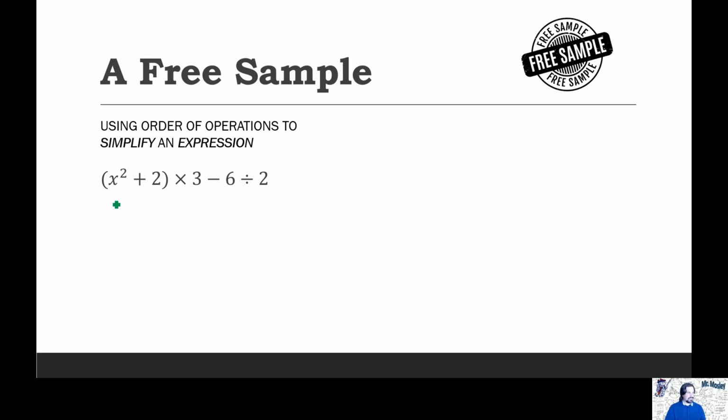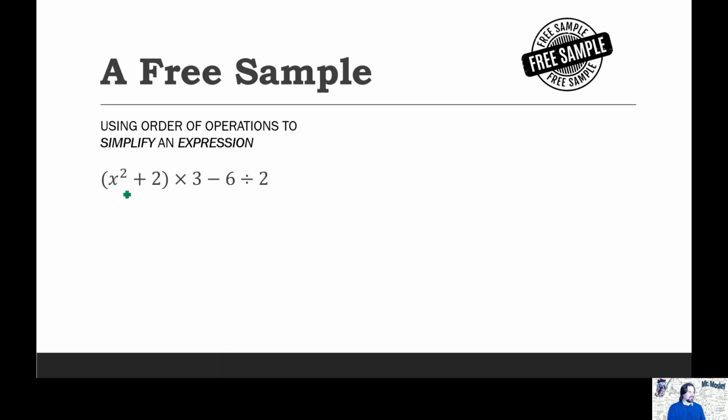So it says do parentheses first. I can't do anything within the parentheses. I can't add 2 to x squared because I don't know what x is. Then we move to exponents. I can't do anything with the squared because I don't know what x is. Multiplication and division going left to right.